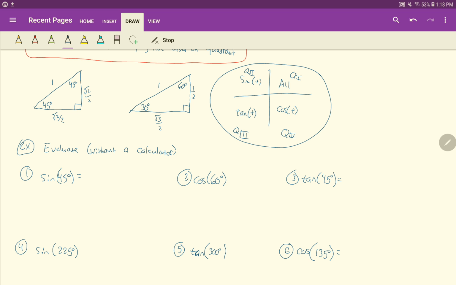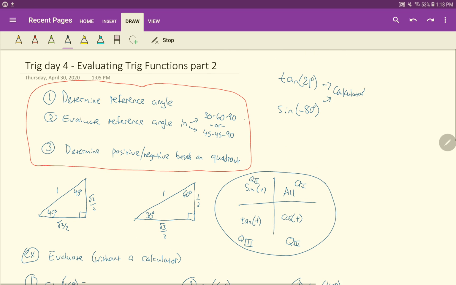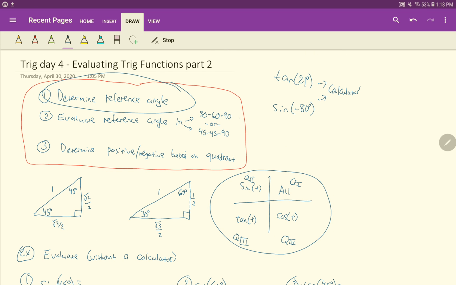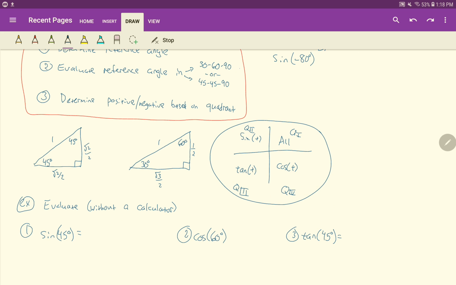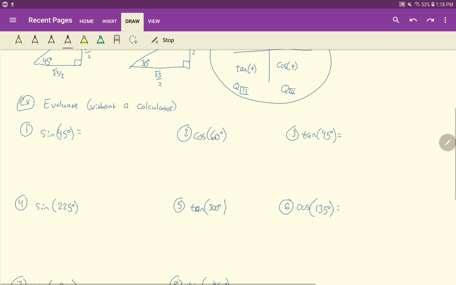Let's go through a practice problem here. So, for example, sine of 45 degrees. Okay, now sine of 45 degrees is easy. We don't need to determine the reference angle. We already know what it is. It's 45. So again, all of these angles that we can evaluate, their reference angles will either be 45 or 30 or 60. Okay, so that's what we're going to be looking for, right? Now, we already have the reference angle. It's 45. I'll put that in red here.